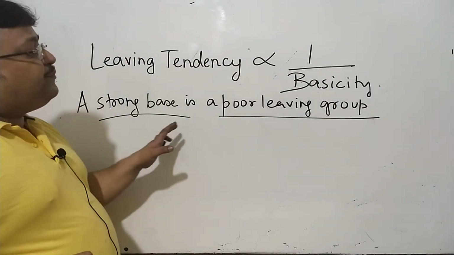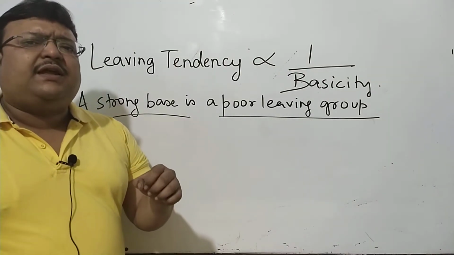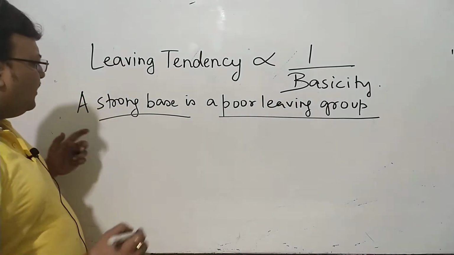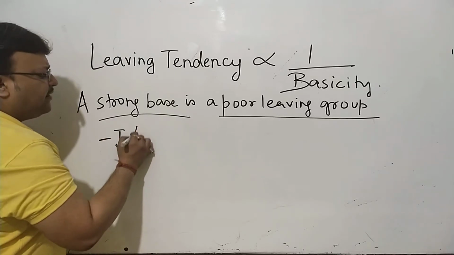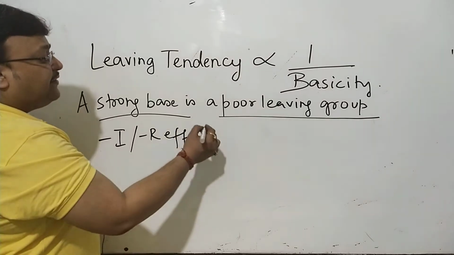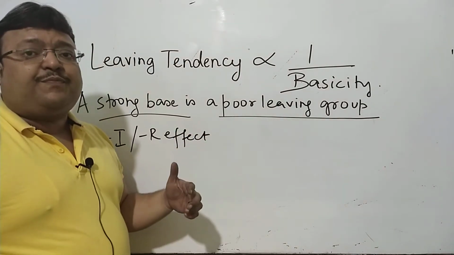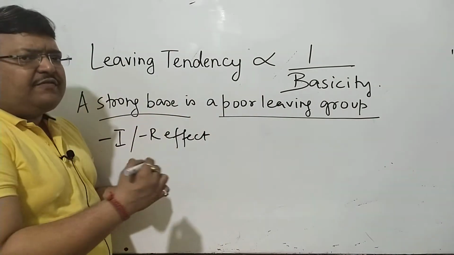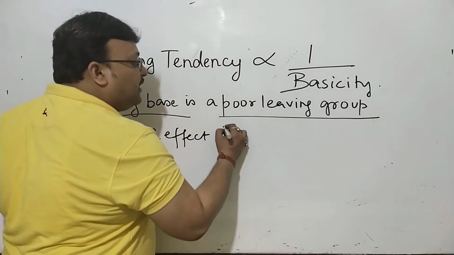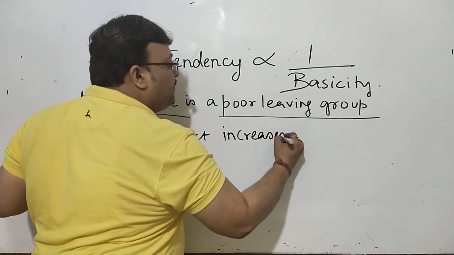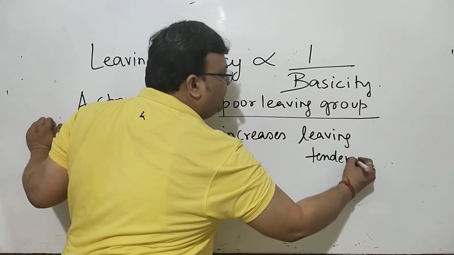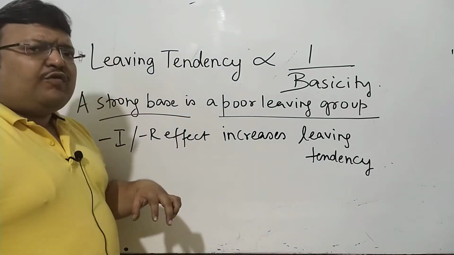Now, a strong base is a poor leaving group. So naturally, something which helps acidity, a minus I minus R effect which promotes acidity, would naturally decrease basicity and would make it a better leaving group. So minus I minus R effect increases leaving tendency.